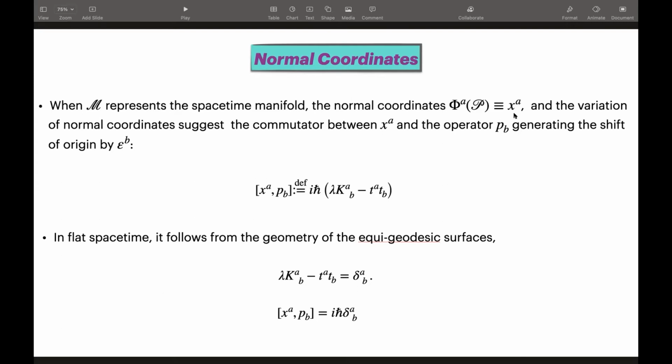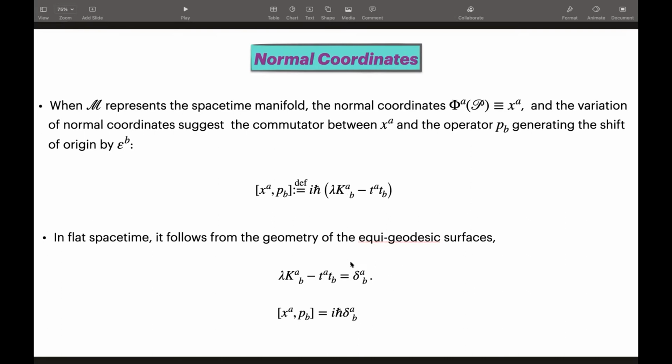Here phi a is like x, and the variation of the normal coordinate suggests that the commutation between x and P will be this. So in the normal coordinate, the Heisenberg algebra becomes like this. Here the theta function is these things. This appears naturally by just varying the normal coordinates, and this becomes the delta AB when we write it in flat space-time.